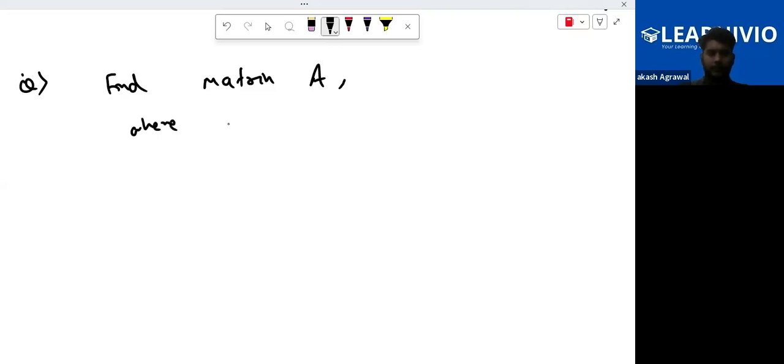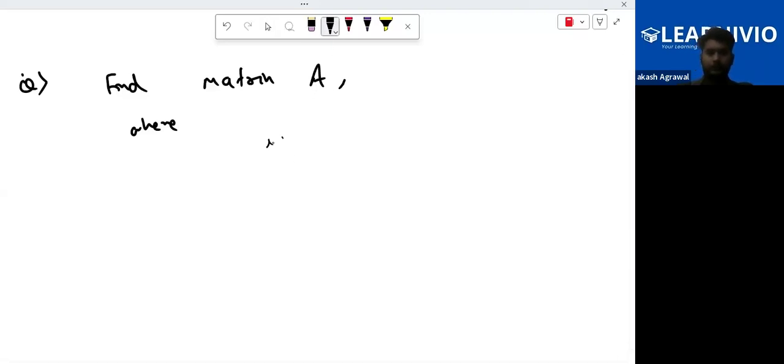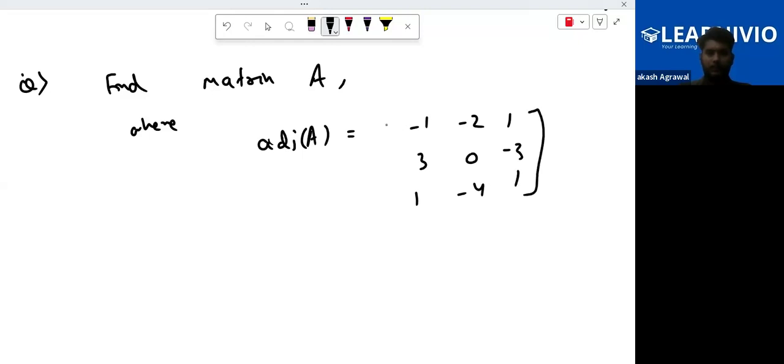where, just a second. They've given you adjoint of A is -1, -2, and 1, 3, 0, -3, 1, -4, and 1. Okay, they have given you adjoint of A. You have to find matrix A.